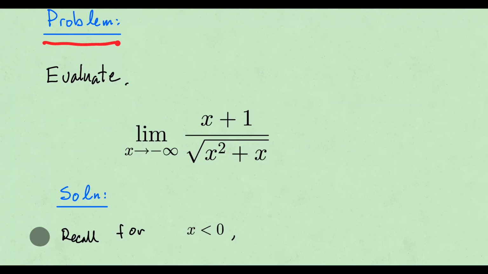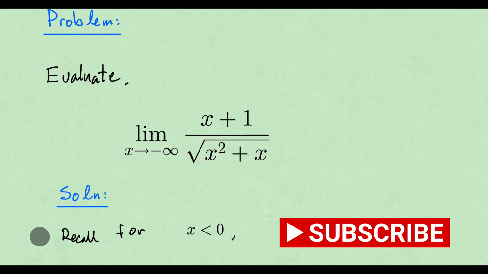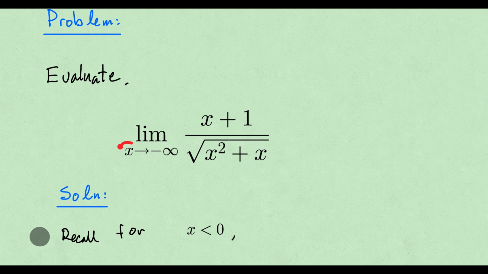Statement of our problem is to evaluate a limit. The limit is taken as x's go out to negative infinity. They're getting really big, big as negative quantities. And you have a quotient. In the denominator, there's a radical, and then we have the variable x appearing in the radicand. We know that the x's are going to be negative quantities. Let's write that down.